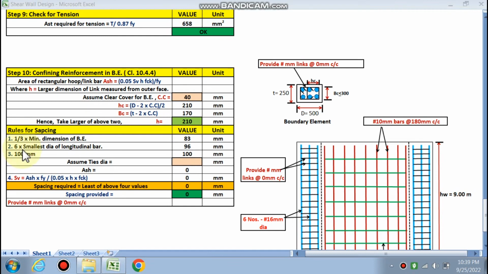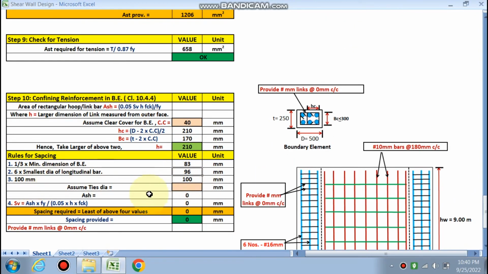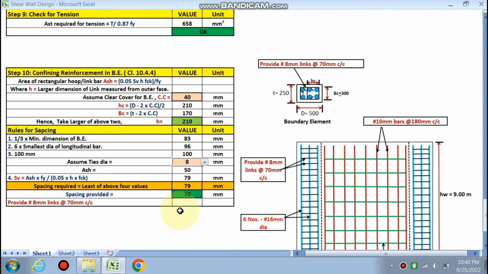So rule for spacing, 1/3 into minimum dimension of BE, this is 83, minimum is this much, 250 mm. So 6 into smallest dia, we have provided 16 mm dia. This is 6 into 16 means 96, and this is 100 mm. So if you are assuming 8 mm ties, ASH by SV is 79, and we have to choose the smallest of these four. So this is 79, this is 83, 96, 100 and 79. The smallest is 79. Spacing provided is less, around 70 mm. So provide 8 mm link, 70 mm center to center.